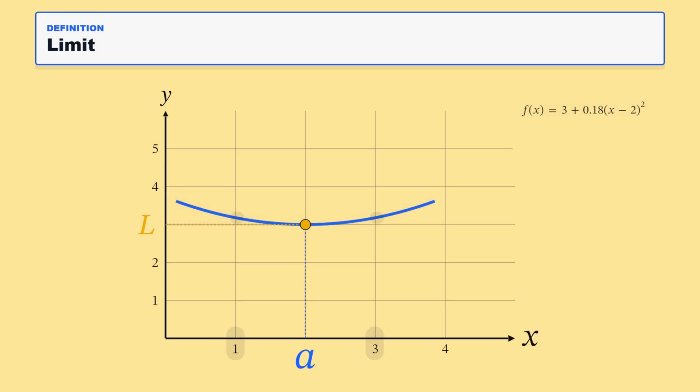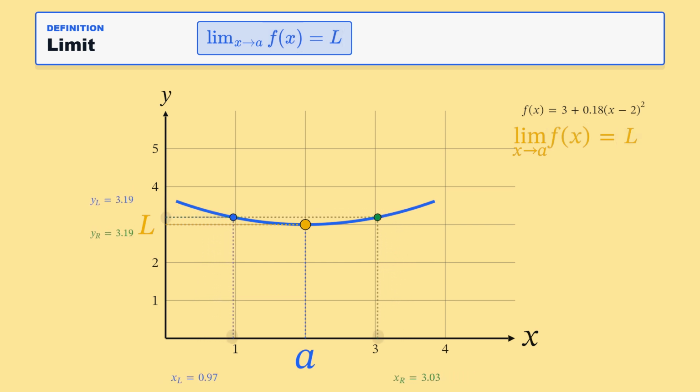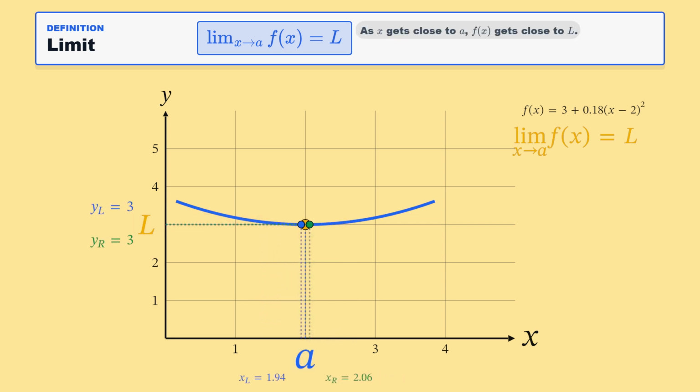A limit describes what value a function is approaching as x gets close to a certain number. We write it like this. The limit as x approaches a of f of x is equal to L. As the x values get closer and closer to a, the output values, or the y values, get closer and closer to L. A limit is about the trend of the y values around x equals a, not necessarily the y value we get by plugging a into the function.